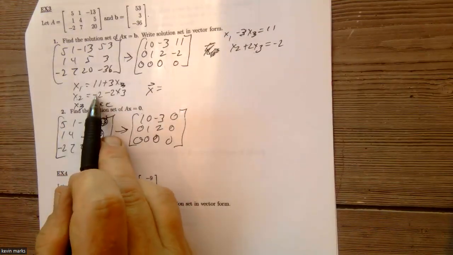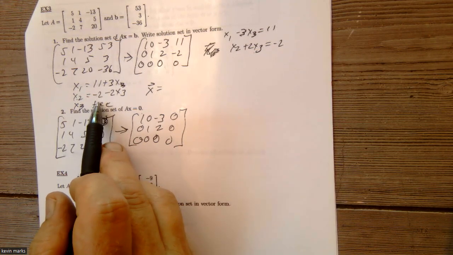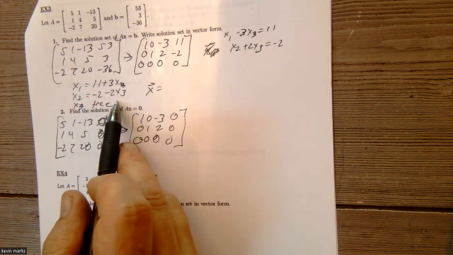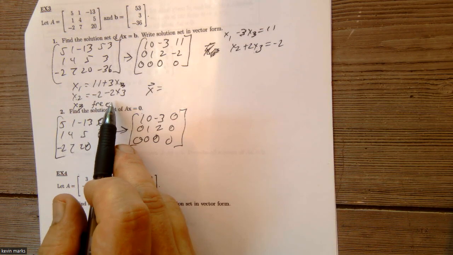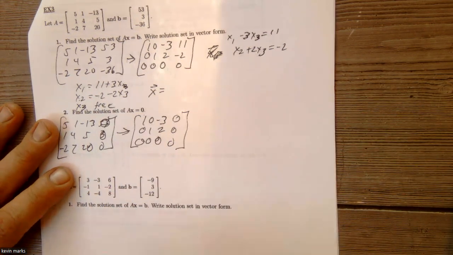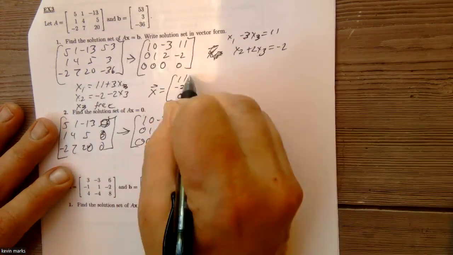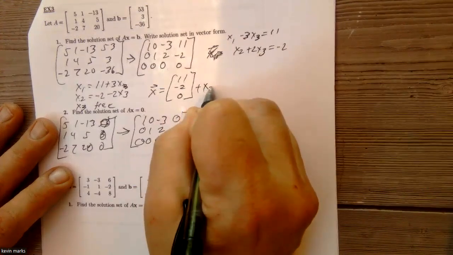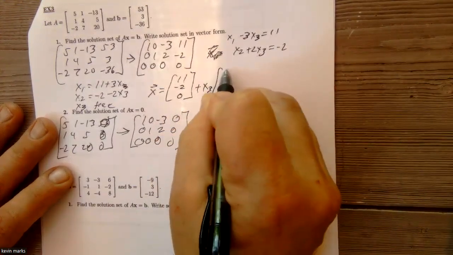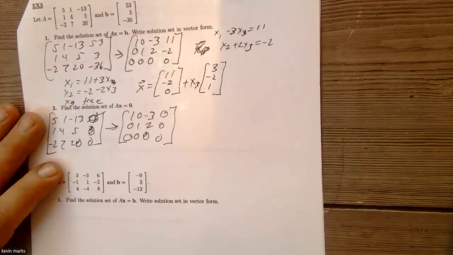X2 also has a constant and a free variable part. And then X3 kind of does too. It's just that there is no constant, 0, and the X3 part is itself, right? So I could actually write X as a linear combination of two vectors. I can write it as the constant (-11, 2, 0) plus X3 times (3, -2, 1), right? Let me write it all out and then you'll see.